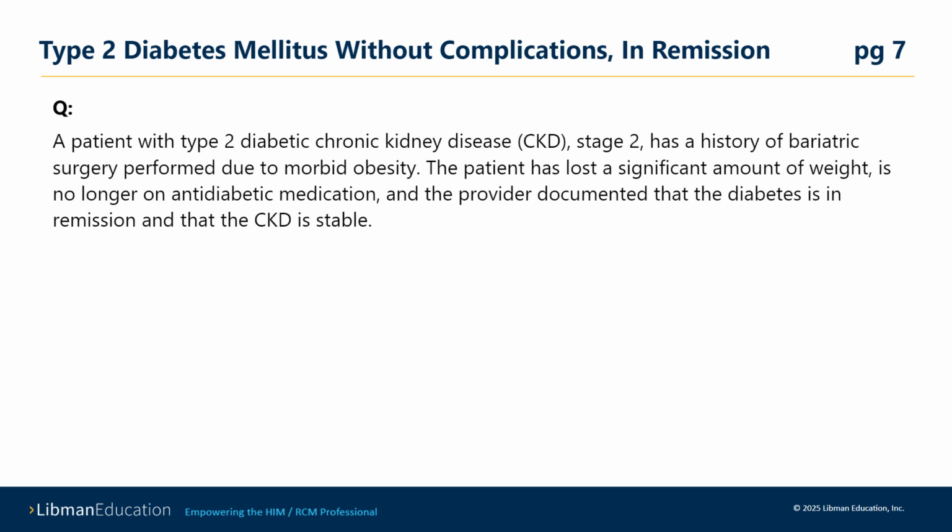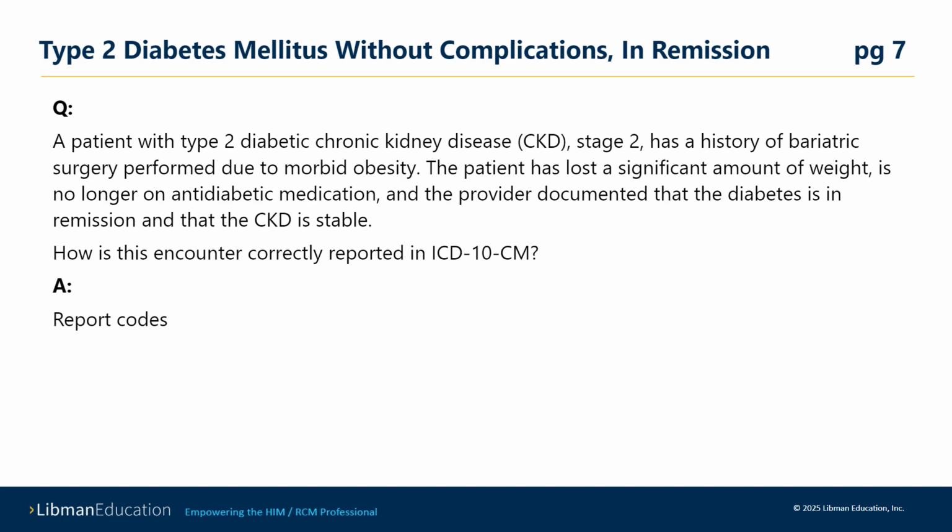We have two questions on diabetes mellitus type 2 in remission. The first one: a patient with type 2 diabetic chronic kidney disease, stage 2, has a history of bariatric surgery performed due to morbid obesity. The patient has lost a significant amount of weight, is no longer on anti-diabetic medication, and the provider documented that the diabetes is in remission and that the chronic kidney disease is stable. How is this encounter correctly reported in ICD-10-CM?